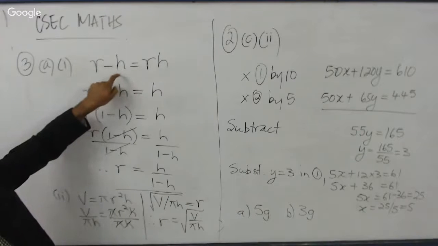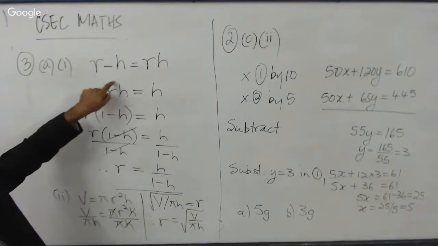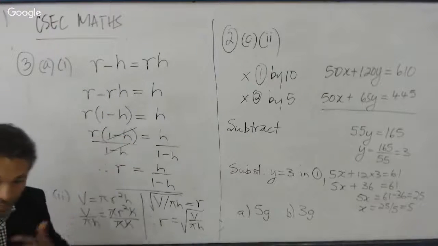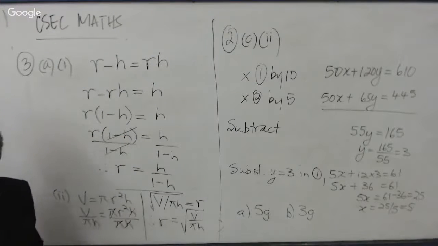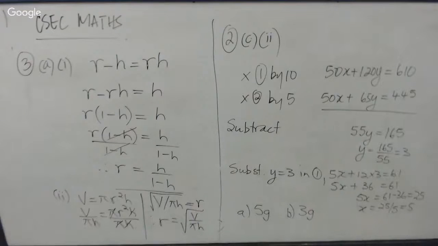No, you still have to divide H by R. So you end up with 1 minus H over R equal H, and then you still have to go and get rid of the fraction. You understand? All right, good. Yes. Question? Yes, we do. Anyone don't get one of these?